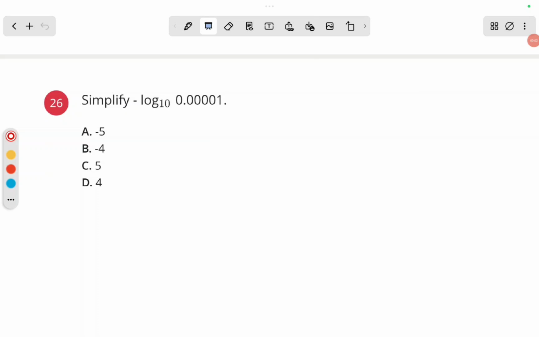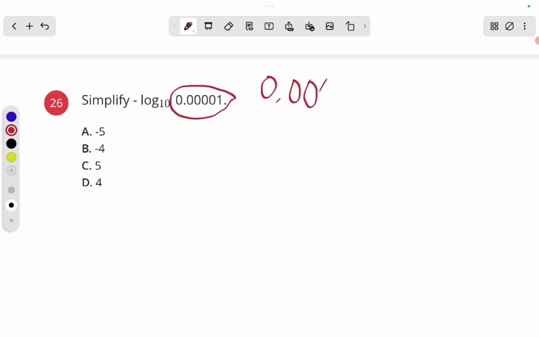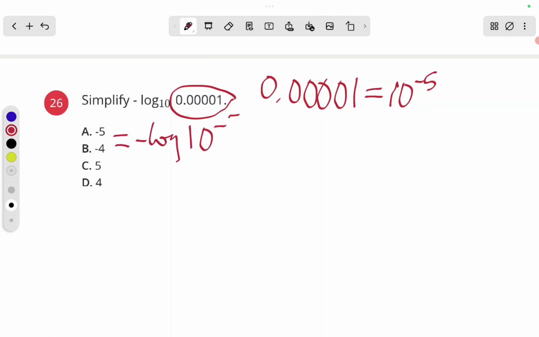Question 26. Simplify minus log 0.00001 base 10. And we are given the following options as the final answer. The first thing we have to deal with is this decimal, because 0.00001 is the same thing as 10 to the power of minus 5. So this can be written as minus log 10 to the power of minus 5 base 10.